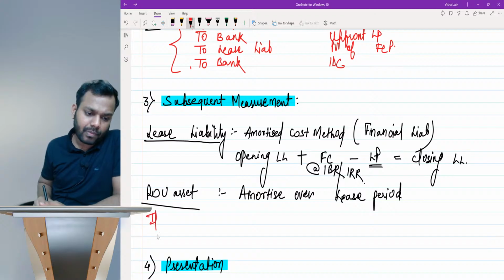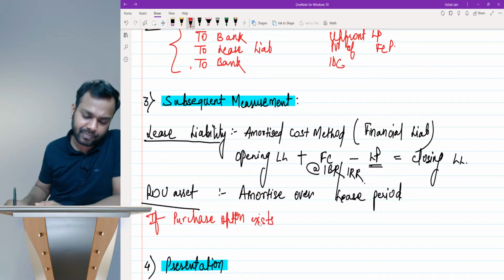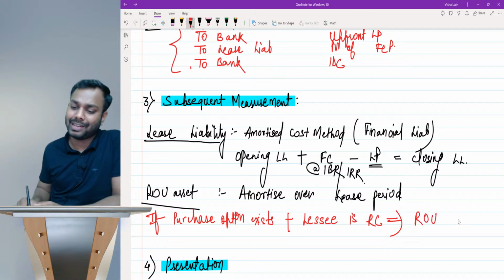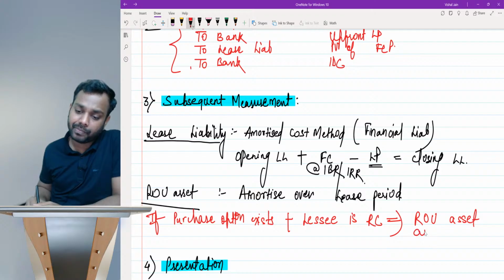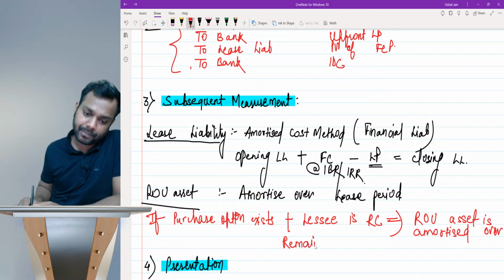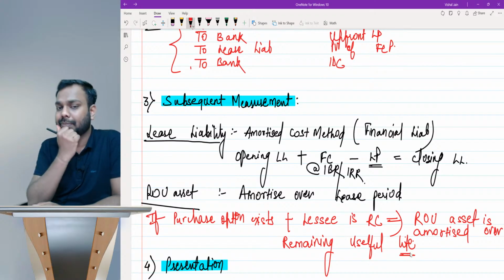If a purchase option exists, plus the lessee is reasonably certain to exercise the purchase option, then in that case the right of use asset has to be amortized over the remaining useful life. Is that clear, guys? Is that clear to all?